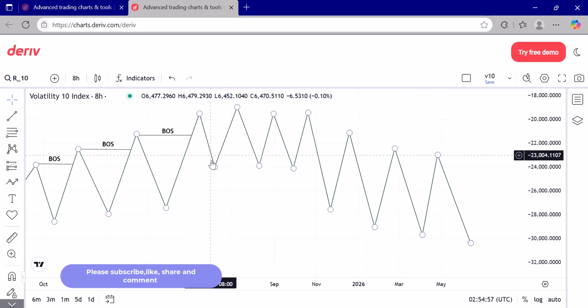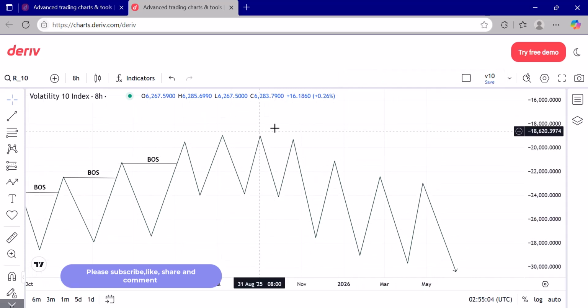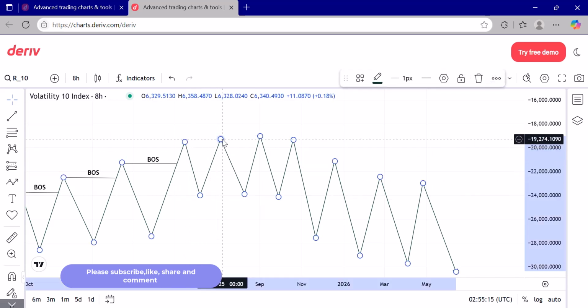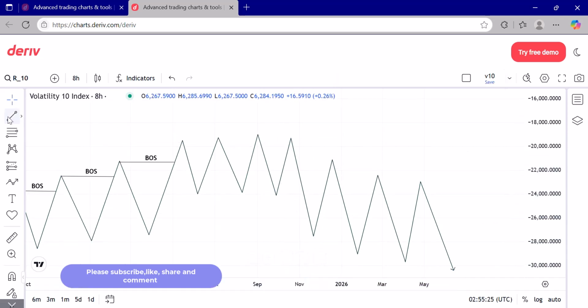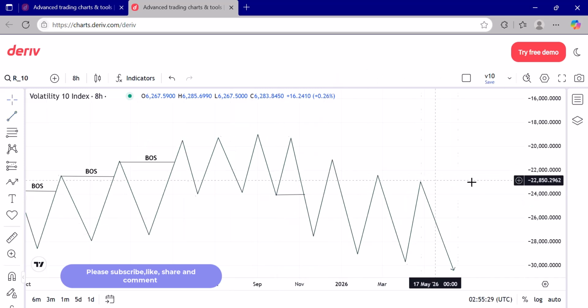Now when the market gets to this point, it was neither bullish nor bearish, neither in an uptrend nor in a downtrend. You see what the market did here. After this high was created, it created this low. It didn't create another high. It was just consolidating. When the market got to this point, it broke structure to the downside. There was a break of structure here.